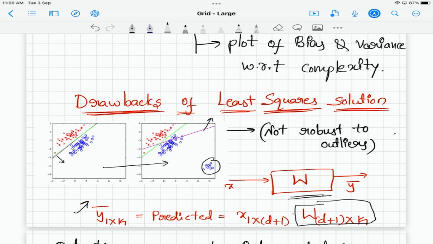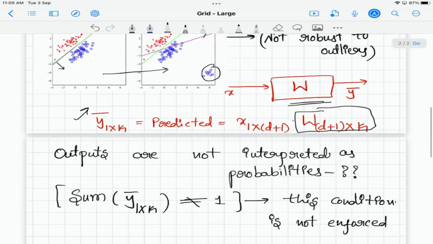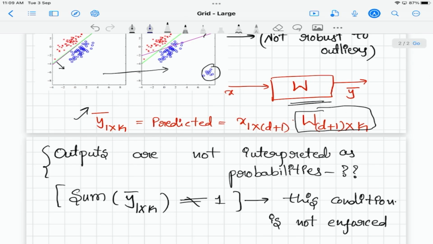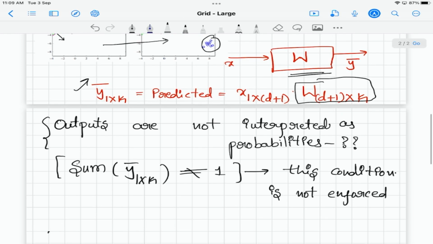Okay, so the problem we have identified is because it is a mean squared error and we didn't interpret outputs as probabilities in our simple least square solution. There is no constraint, right? I didn't put any constraint that my output, predicted output coming from my linear model, or each predicted value coming out of my linear model, should be between 0 and 1.